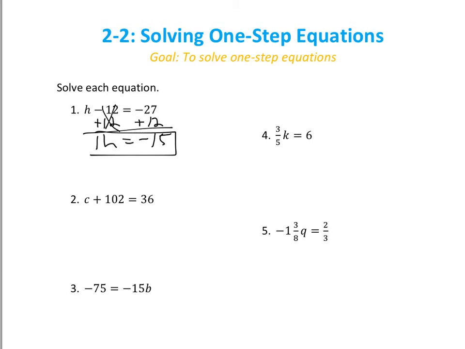Okay, and the second one, we just subtract the 102 from both sides. So a very similar type problem, but we're going to do subtracting instead of adding. 36 minus 102 is negative 66. Notice that negative sign, it's kind of snuck in there.